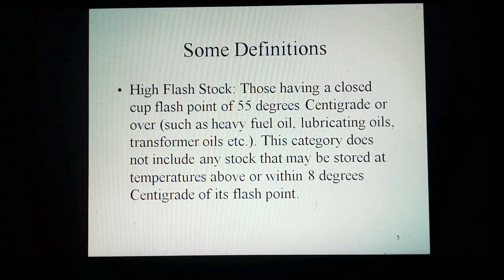High flash stock. Those having a closed cup flash point of 55 degrees centigrade or over, such as heavy fuel oil, lubricating oils, transformer oils, etc. This category does not include any stock that may be stored at temperatures above or within 8 degrees centigrade of its flash point.